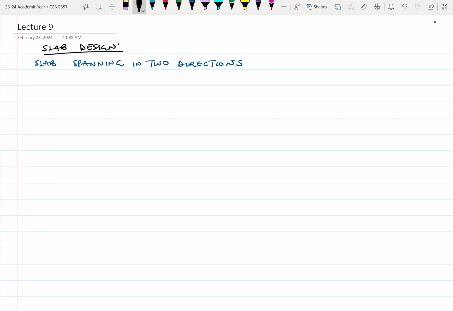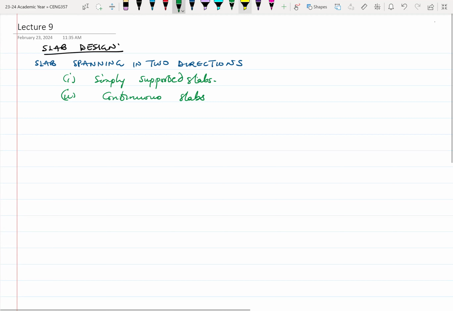So with that, we'll still end up with either a simply supported or we can still have continuous slabs. All right. So now let's look at this. Let's try to define these two. I mean, what we mean by two directions or two-way.